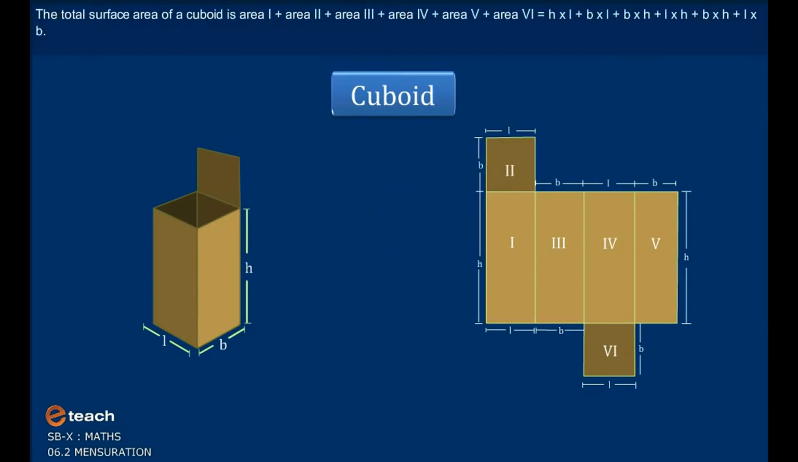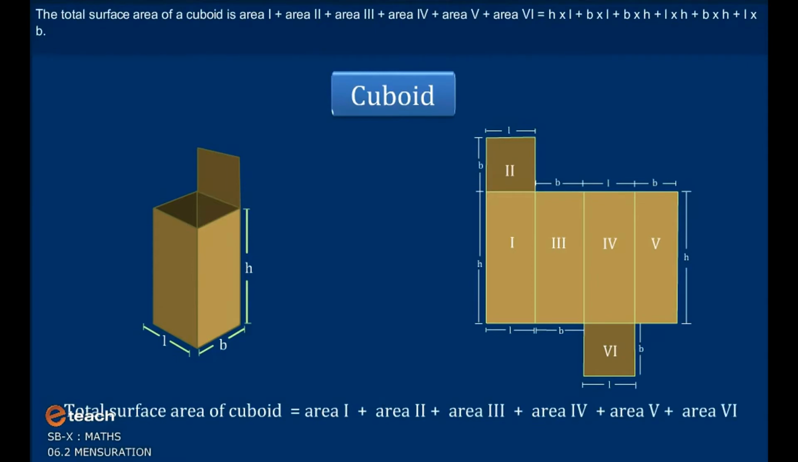The total surface area of a cuboid is area 1 plus area 2 plus area 3 plus area 4 plus area 5 plus area 6, which is equal to height into length plus breadth into length plus breadth into height plus length into height plus breadth into height plus length into breadth.